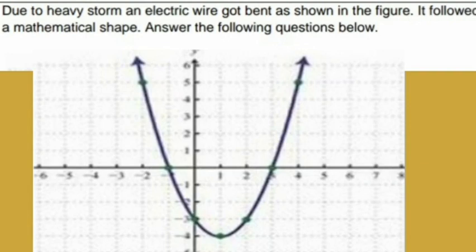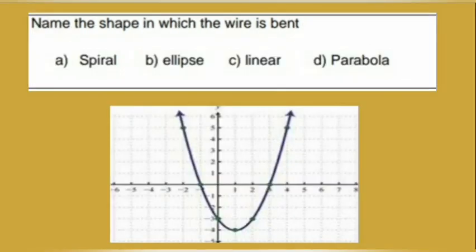Due to heavy storm, an electric wire got bent as shown in the figure. It followed a mathematical shape. We are supposed to answer the questions that follow. So we can easily identify this mathematical shape and proceed further to solve the questions. The first question itself says, name the shape in which the wire is bent.